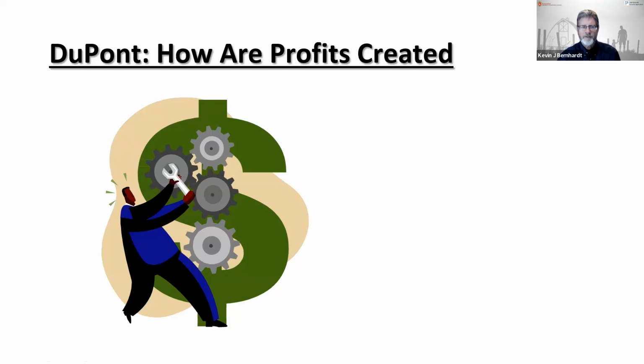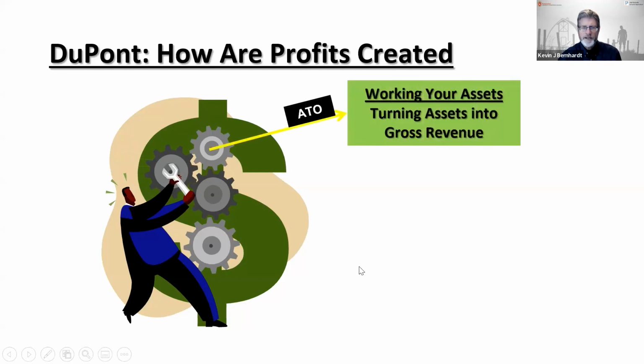It doesn't make any difference. Every business has these three levers of profitability. The first lever is you have to work your assets to create gross revenues to start with. I can guarantee you that you won't be profitable if you don't create gross revenues coming into the door to begin with. We have a measure for that, and it's called the asset turnover ratio. So we can track that, compare it against industry standards, all those good things to see how we're doing at working our assets.